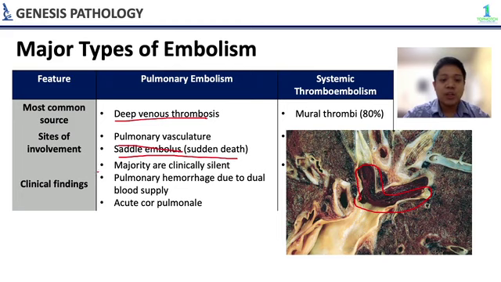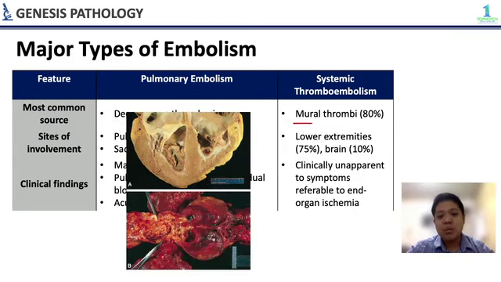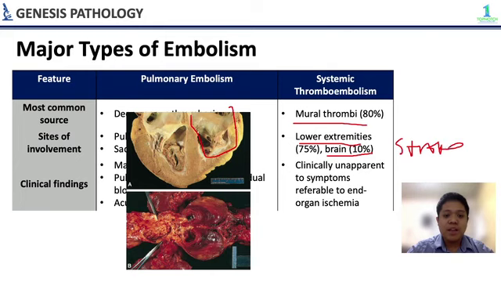So, clinical findings, the majority are actually clinically silent. However, nagkakaroon ng sudden death dun sa mga malalaki. Pulmonary hemorrhage due to dual blood supply and acute cor pulmonale or right-sided heart failure. You have your systemic thromboembolism naman, which 80% is mural thrombi. So, for example nga, yung kanina na sinabi ko sa heart, and then yung size of involvement niya, usually lower extremities. But sometimes, in a minority, nag-throw siya to the brain, forming stroke. Okay? And then, yung clinical findings naman niya, clinically apparent sometimes due to symptoms referable to end organ ischemia, such as stroke nga, so in the brain.